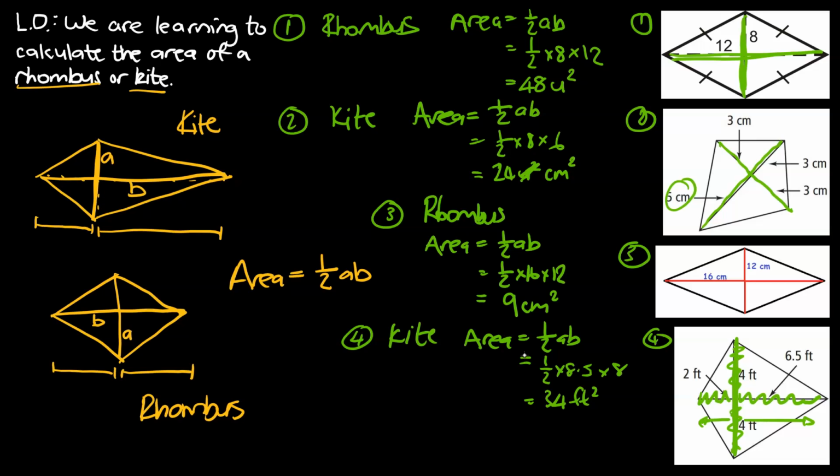So hopefully you found today's video useful. We looked at how to find the area of a rhombus and how to find the area of a kite. Hopefully you can tell the difference between the two, and hopefully you've found that formula, 1/2 of A times B, useful. Okay, let's get into heaps of practice now.